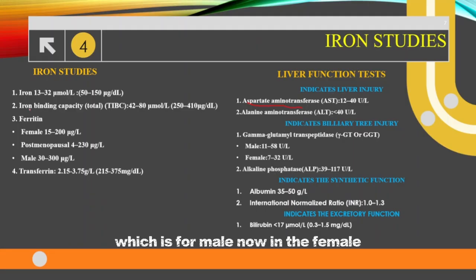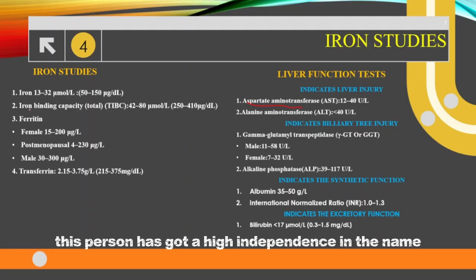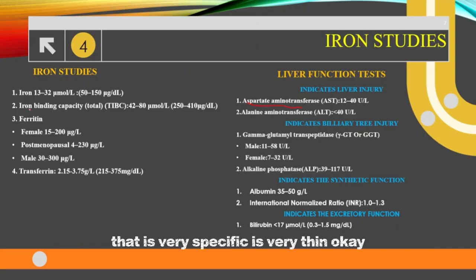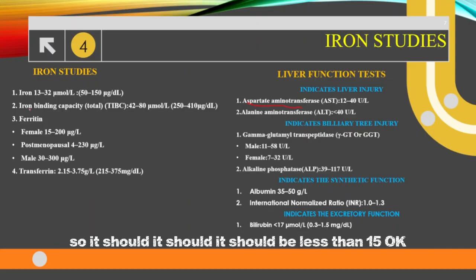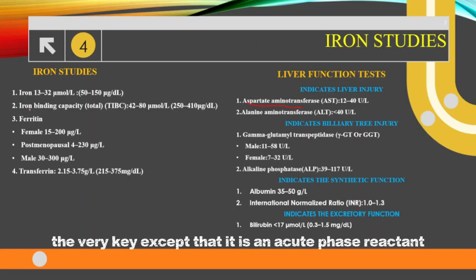Now, in the female, for you to say this patient has got iron deficiency anemia, one of the things you look at that is very specific is ferritin, okay? So it should be less than 15. Others will say less than 20. Then in the male it should be less than 30, or less than 20. Now, guys, this is very important, the ferritin.